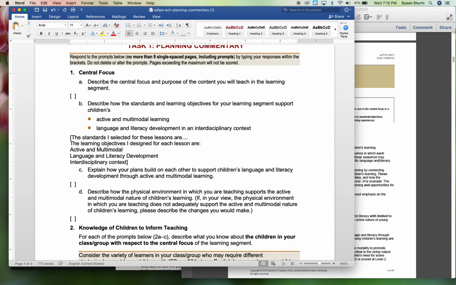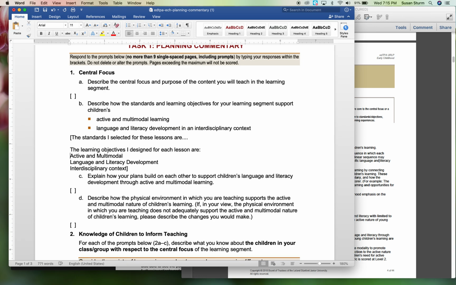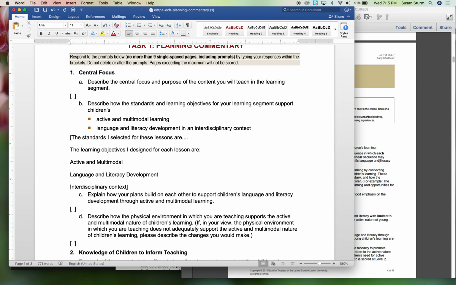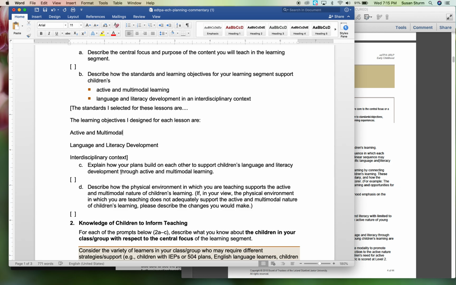So you've got to hit all of these things, and my suggestion for this is to organize this into sections that are super clear. You can even have paragraphs, but you've got to hit all of these things. And you're not talking about how your plans build on each other to support them in this. You're really talking about how active and multimodal learning is happening related to your objectives and standards.